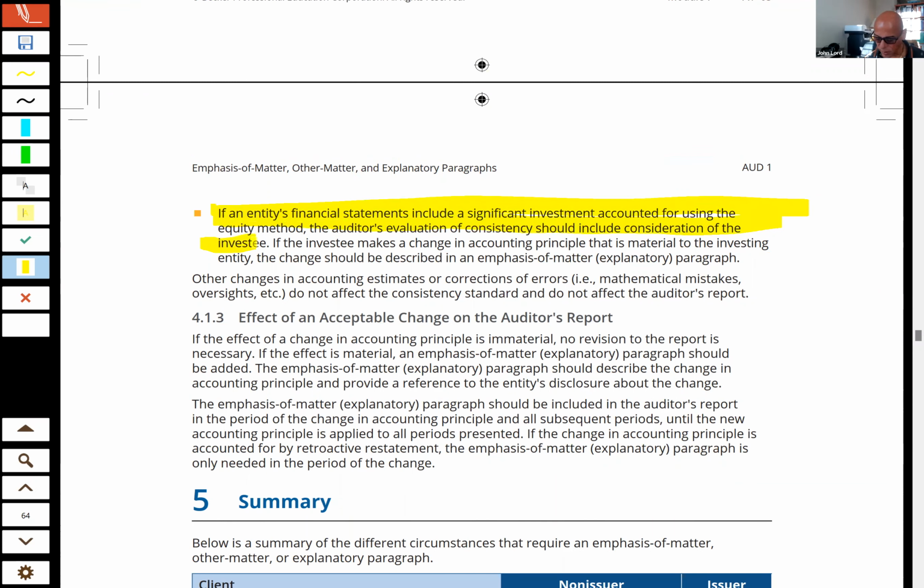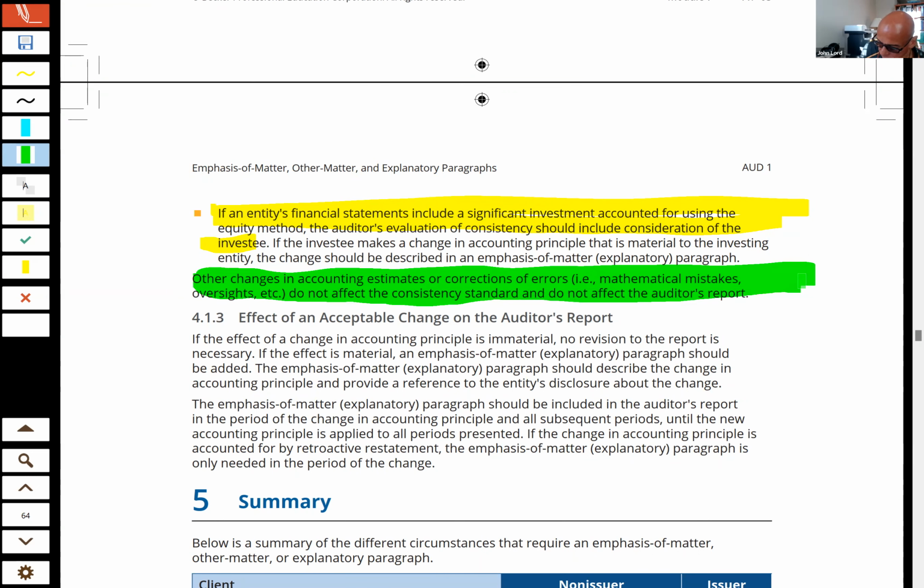Okay. Now we come over and you can go ahead and flashcard that other matters in accounting estimates, okay, or errors do not affect the consistency standard and do not affect the auditor's report. Now you look at that and you're saying, well, what do we mean other estimates, okay? Other accounting estimates. Let's go back to depreciation. Let's say I don't change my method of depreciation.